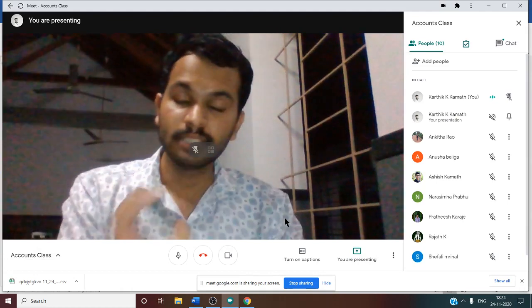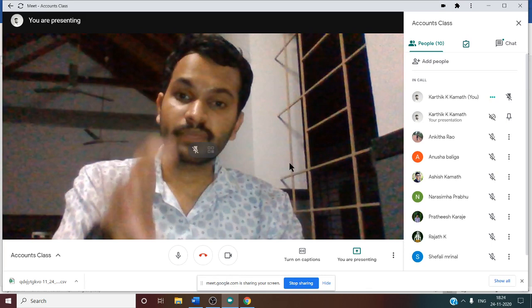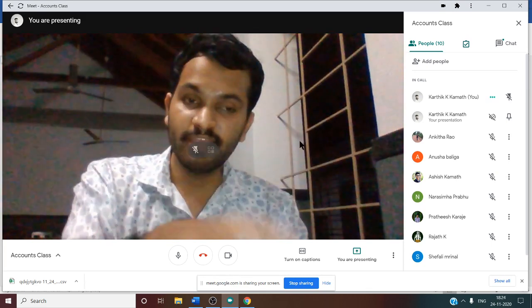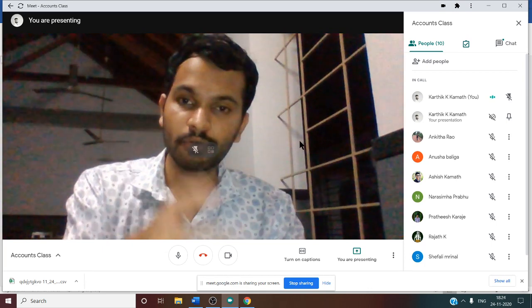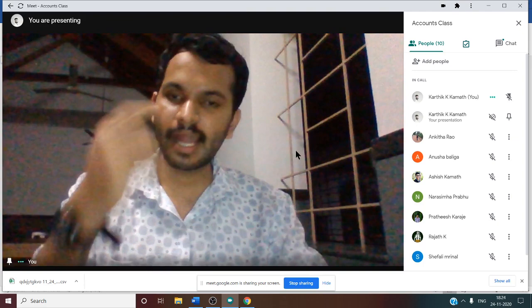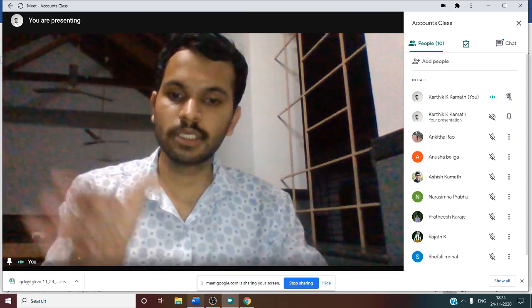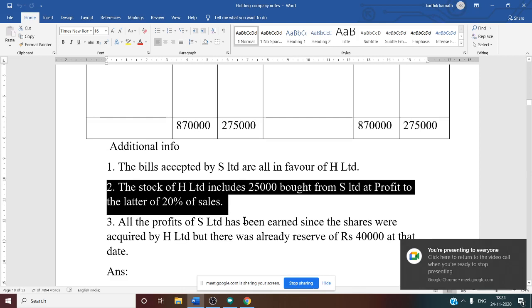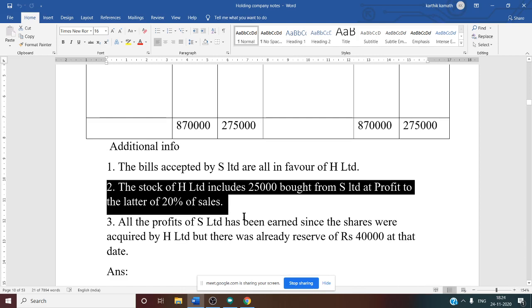But in some problems they'll give 25% of cost, then we have to find the selling price. If a cost price ratio is given, then we have to consider the selling price. For that there is a separate calculation, which we will discuss when another problem comes. Now we know 25,000 is unsold stock. So 20% of it, how much is the unrealized profit? 25,000 into 20%, you will get the unrealized profit.